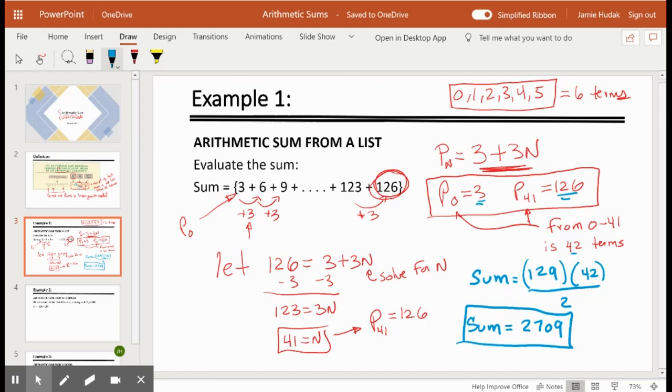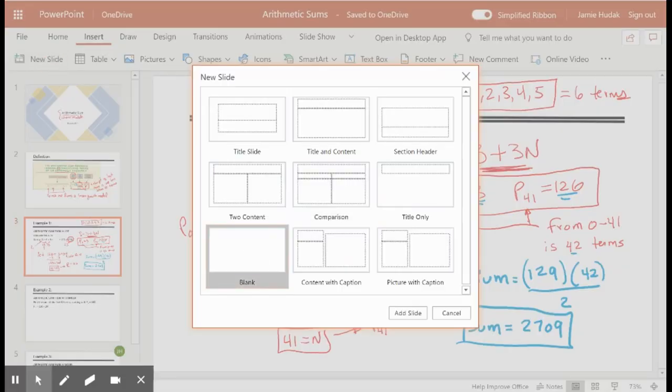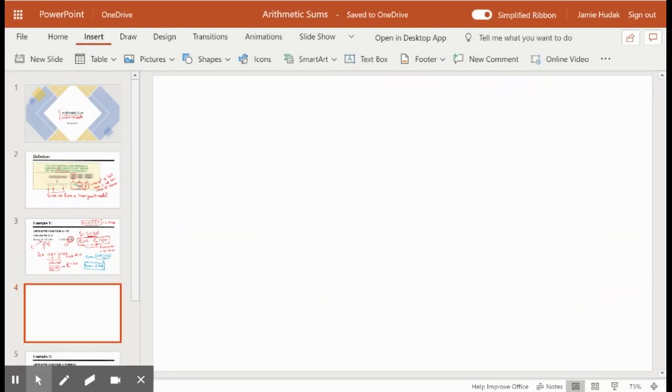So why does this formula work? Well, let's look at a popular example. It's a classic example with arithmetic sums. Let me just insert a blank slide here. If you wanted to add all of the numbers from 1 to 100, you say, well, I can do that. It's just going to take me a while.